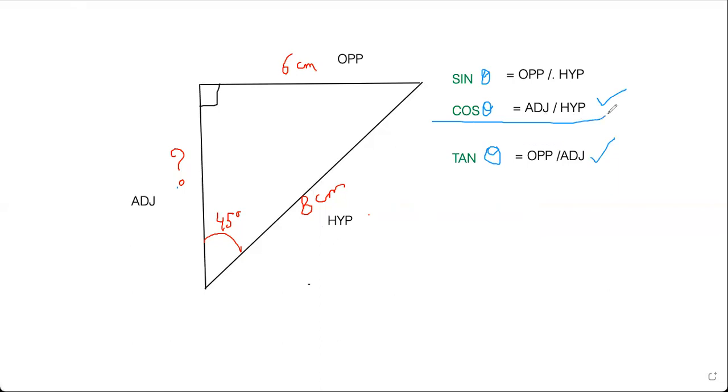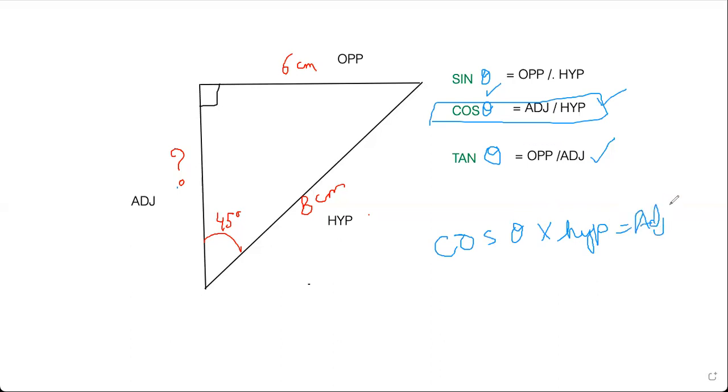Can you use cos theta? Let me check. Adjacent over hypotenuse. Yes, hypotenuse is given. Theta is given. You can find adjacent. What you have to do is rearrange the formula. Cos theta equals adjacent over hypotenuse. Hypotenuse is dividing there at the right side. When you shift hypotenuse to the left side, it will multiply. Cos theta times hypotenuse equals adjacent.